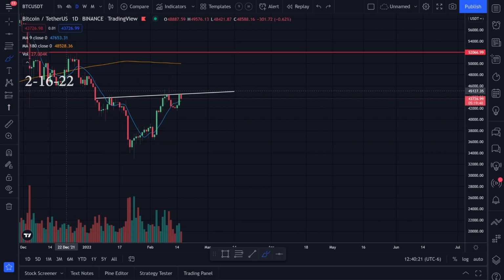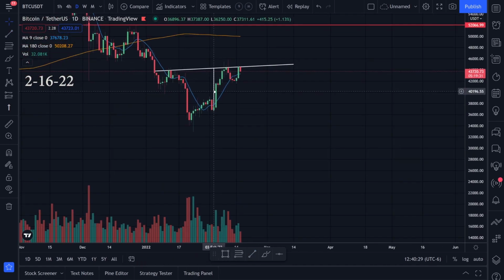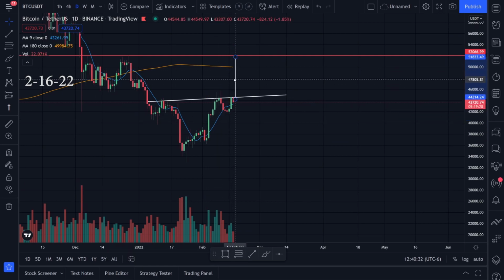Possibly we could drag from the top. It'd be pretty similar to that flag pattern. We'd be dragging from the top to the bottom pretty much here. This is what I was using, and then we drag this to the breakout, something like this. If we broke out right here, I was looking at something like that.